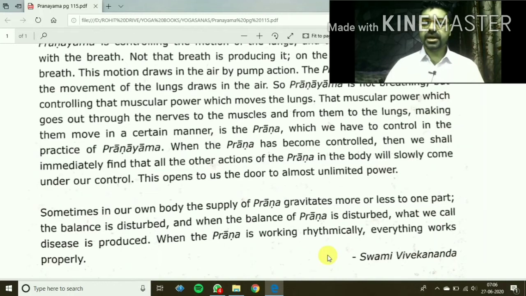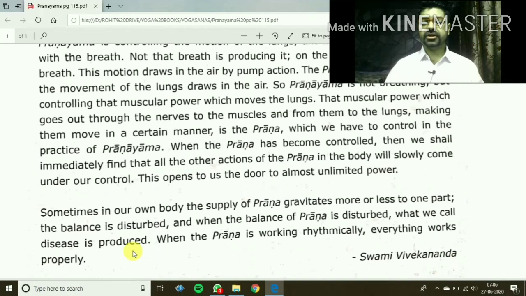And when the balance of prana is disturbed, what we call disease is produced. So what is it? It is a flu, it is a cold which is causing the problem. There is a lot of congestion in your chest due to which you are unable to breathe properly. That is the disease, that is the virus which is inside your lungs. You have to kill that by the practice of pranayama. When the prana is working rhythmically, everything works properly.